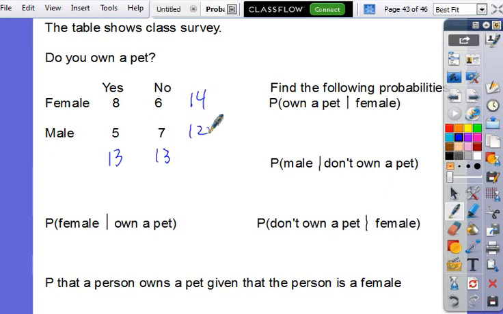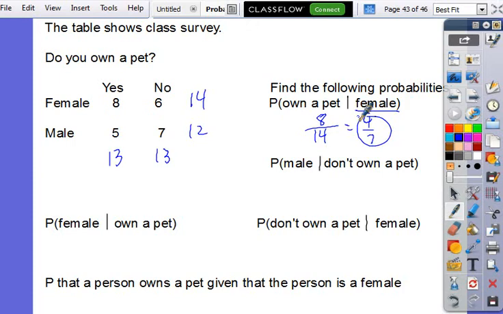What you do first is figure out what the condition is. The condition is always the second part. So probability of a pet, given that they're a female. So that means I need to know how many females do I have. Well, in this case, how many females? 14. Of those females, how many own a pet? That would be 8. Simplify it, you got your answer. That's it. That is it. Wow. So you only have to.